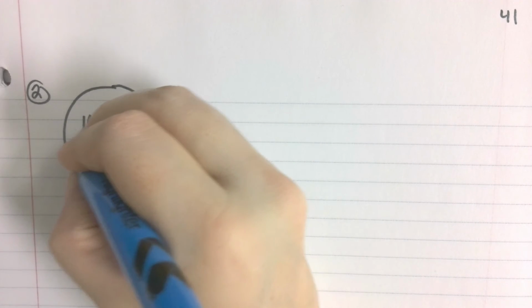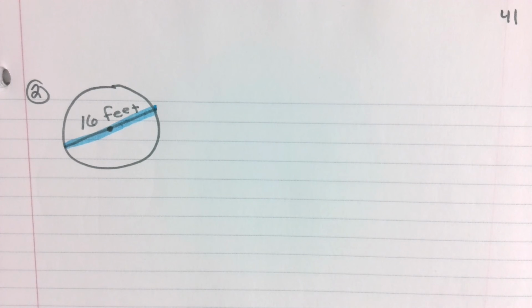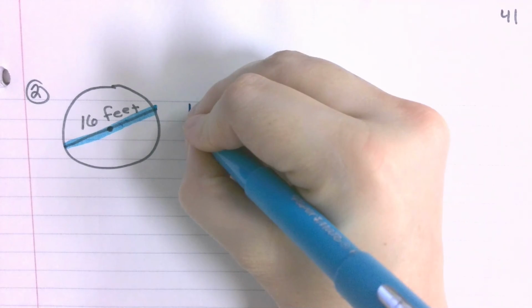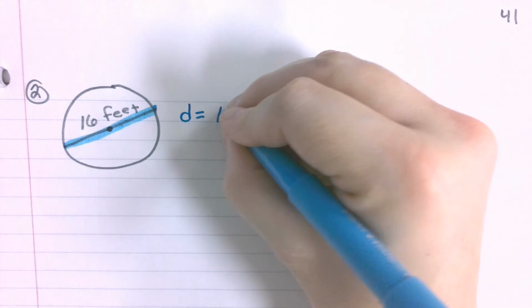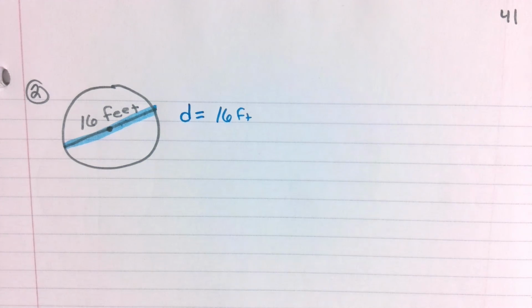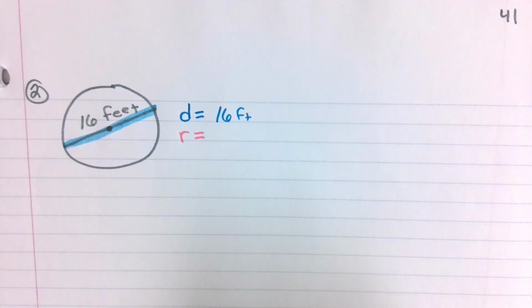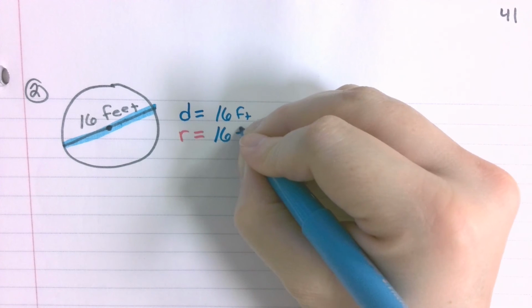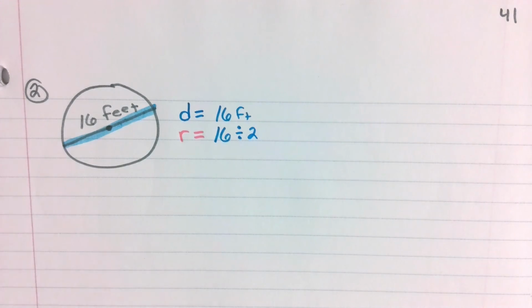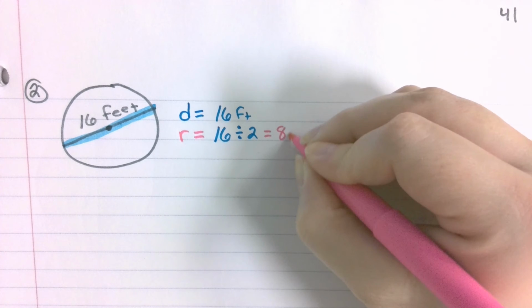Okay, so for problem number 2, what information has been given to us? What is this called? The diameter. Okay, so we know that the diameter's measurement is 16 feet. Because I know the diameter, I can easily identify the radius. How do I change the diameter to the radius, guys? Divide it by 2. Good, so we're going to take 16, divide it by 2, and that's going to give us a radius of 8 feet.